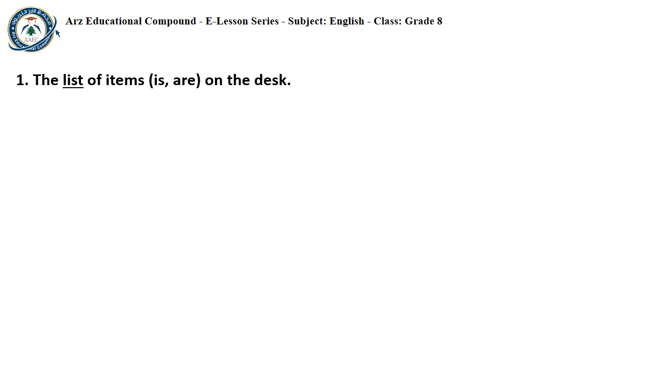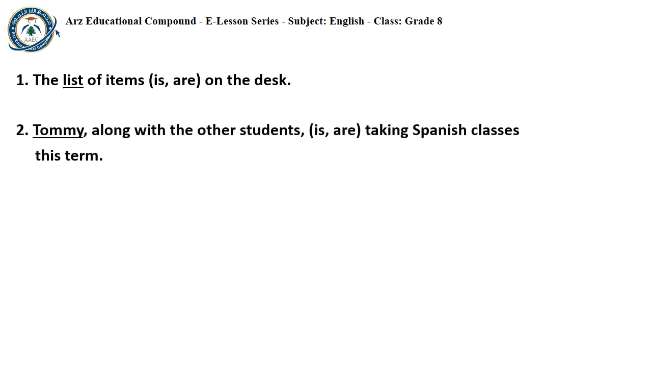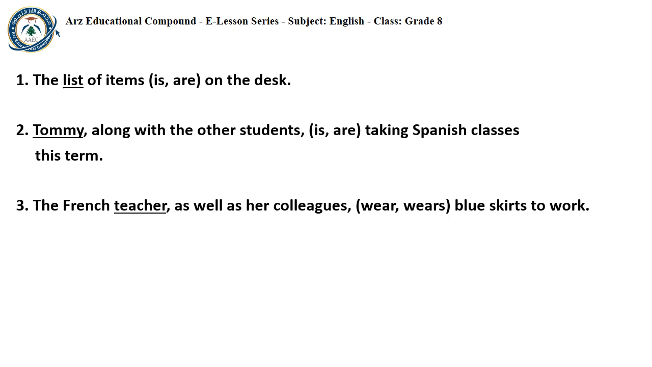Look at these examples. In example number 1, the list of items is or are on the desk. In this example, the complete subject is the list of items. The simple subject is list. Of items is a prepositional phrase that does not affect the simple subject. So the verb must agree with the simple subject list. List is a singular subject, so the verb must be singular. The list of items is on the desk.